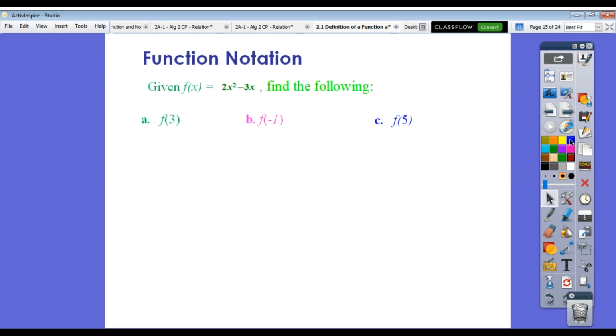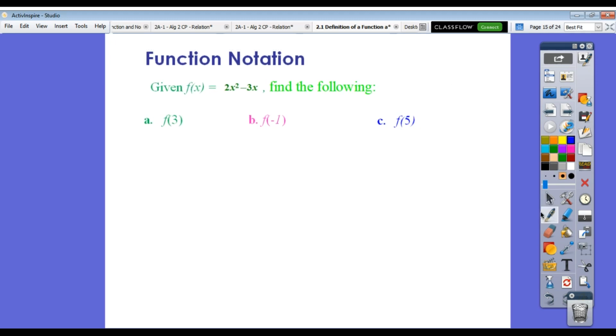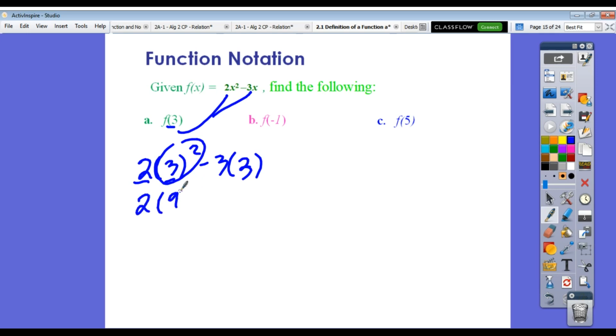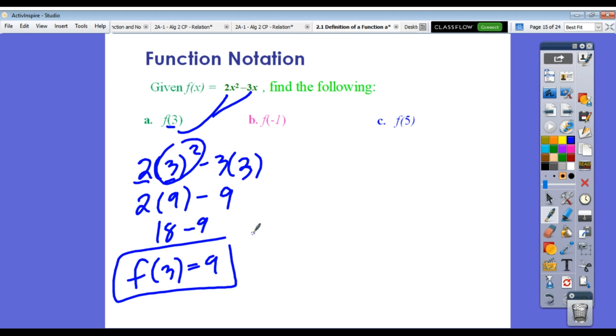So let's go over here. Given this function, f(x) equals 2x squared minus 3x, find f(3). So you're going to plug the 3 into the x's here. So 2 times 3 squared minus 3 times 3. You do not multiply 2 and 3. You square it first. 3 squared will be 9. Negative 3 times 3 is negative 9. 2 times 9 is 18 minus 9. So f(3) is equal to 9. I'll leave you to do B and C on your own.